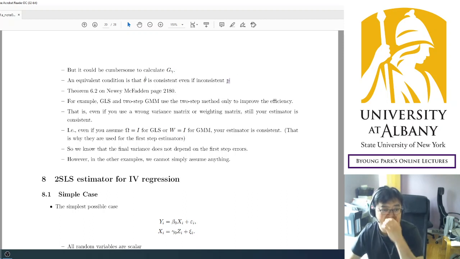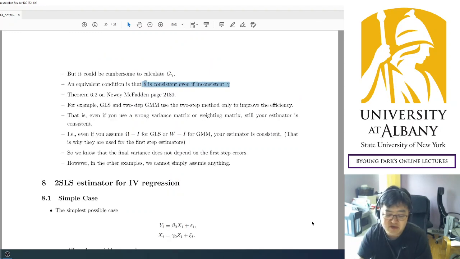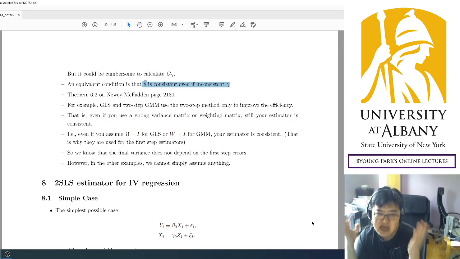So this is the condition when the first stage has no impact on the second stage standard error. If your first stage does not affect your second stage consistency, then that means the first stage error has no effect on your second stage variance, which is very interesting.